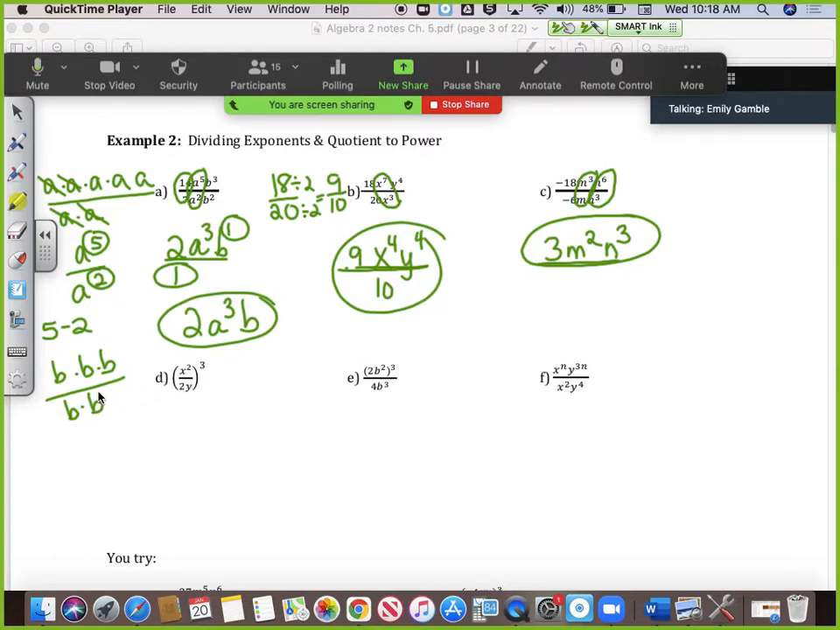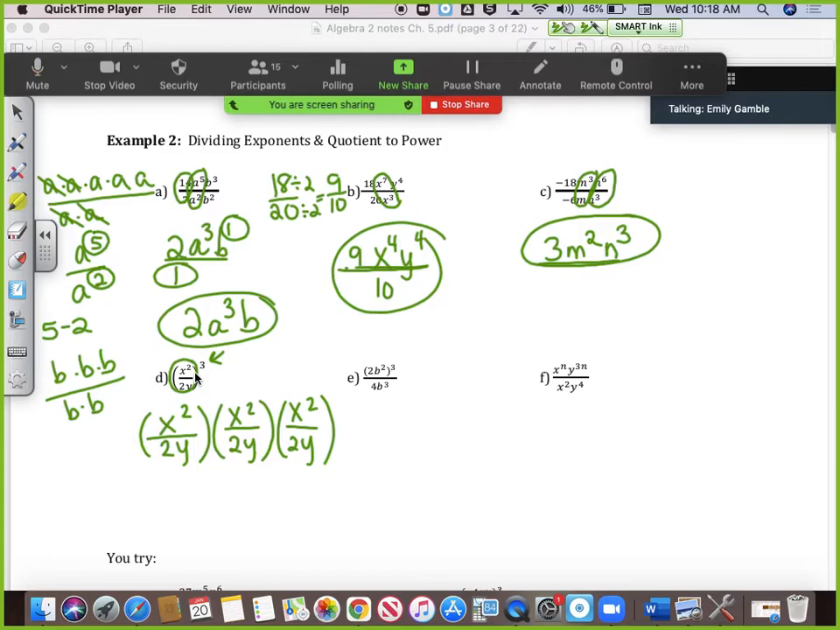So I need you to understand what this actually means. When you raise something to a power, that thing, which is this, is being multiplied by itself 3 times. This is essentially x to the second power over 2y times x to the second power over 2y times x to the second power over 2y. That is really what this is saying. When you raise something to a power, that base, in this case x squared over 2y, is being multiplied by itself 3 times. So this is what's happening, and that's why we use these different rules.